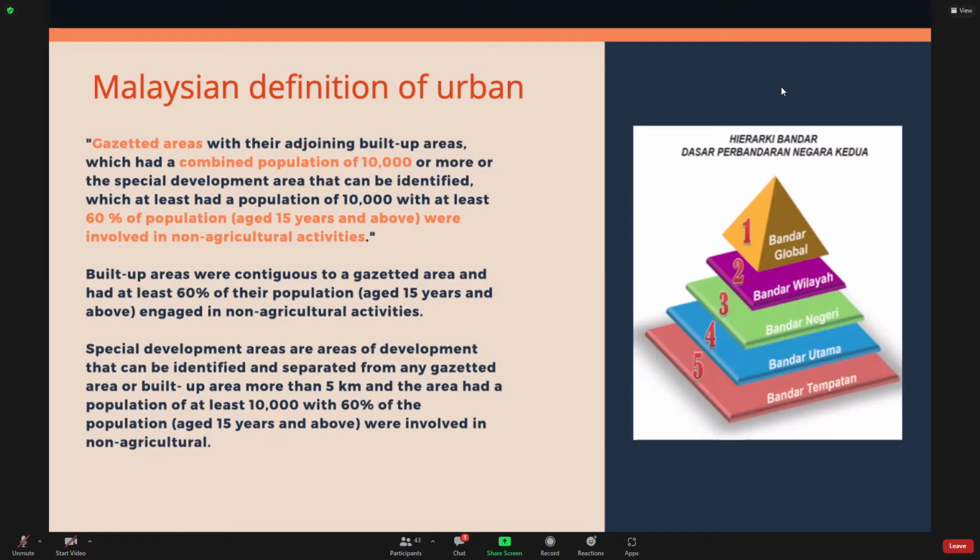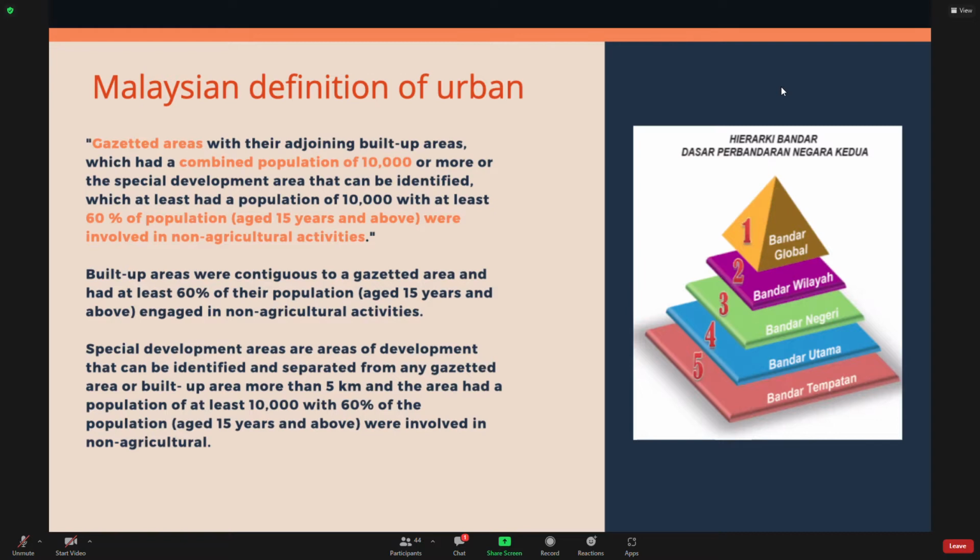Non-agricultural activities, because Malaysia used to be an agricultural-based country, meaning our export and our economy depended more on agriculture. So that is why, when we want to differentiate between urban and rural, we want the urban area to have non-agricultural activities. Okay, so that is the definition in Malaysia. Built-up areas meaning all the schools, residential, commercial, at least again 50% of the population and engaged in council.